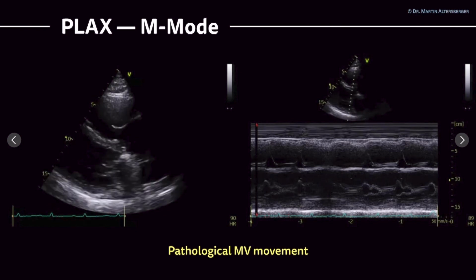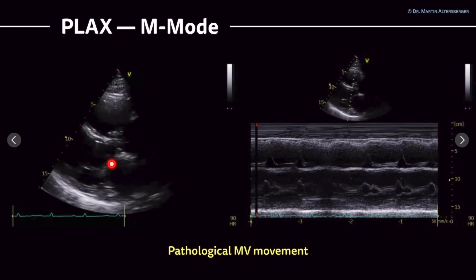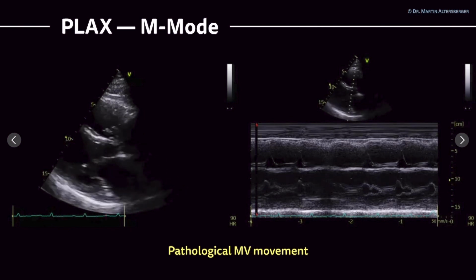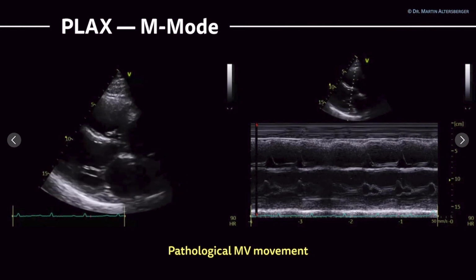We can display this already in the B-mode image, where we do see a reduction in the opening of the mitral valve, but not due to stenosis, so it's not mitral stenosis we are seeing, but it's probably severely reduced left ventricular function. And we again have this premature closure of the valve. We do see it over here and in the M-Mode measurement.